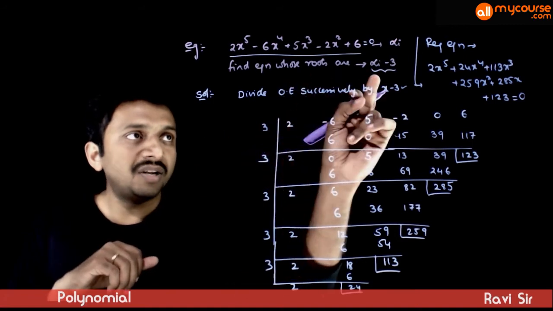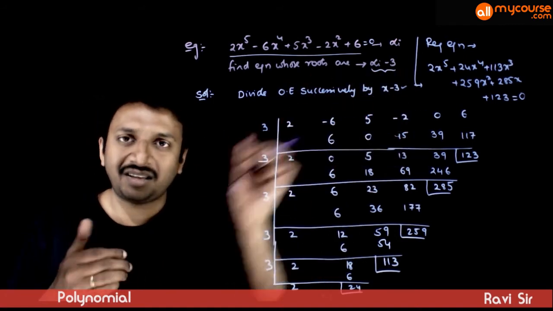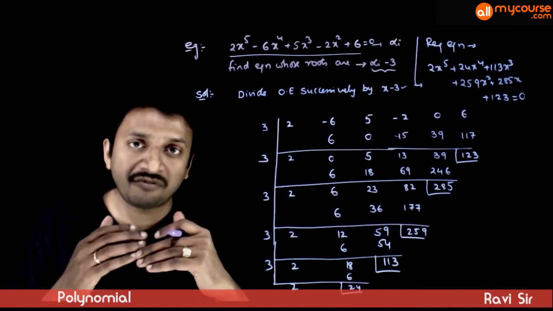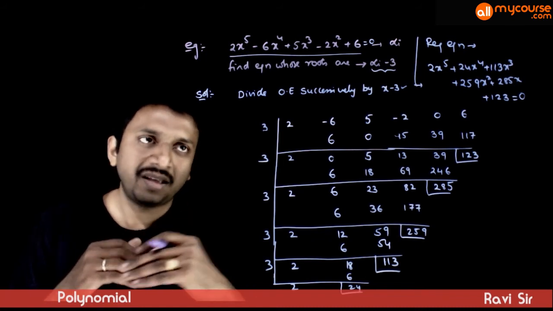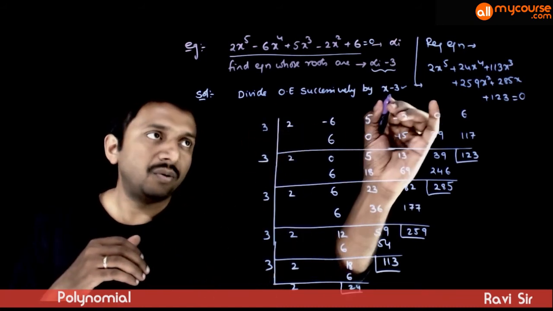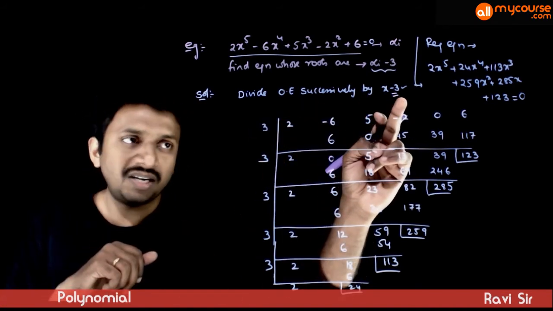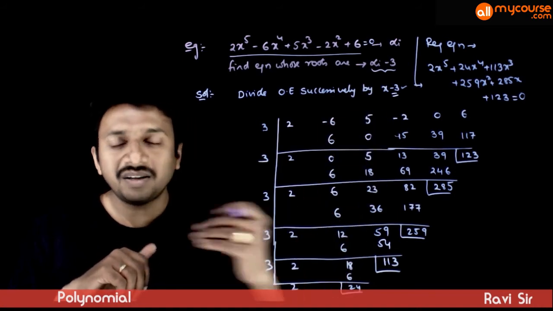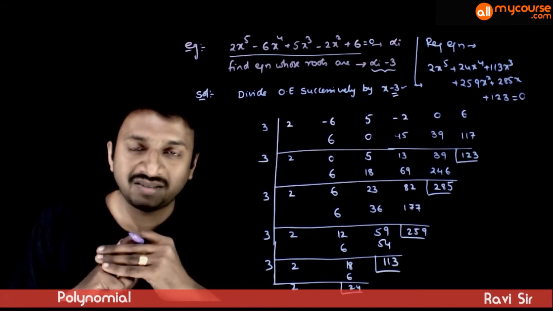So if you want to diminish the roots by k, divide by x minus k. If you want to exceed the roots, that is, if you want to make the roots as alpha plus k, you have to divide by x plus k. And when you divide, we know that you need to change the sign of the constant term so that the process instead of subtraction will become addition. So I hope you have understood this easy shortcut.